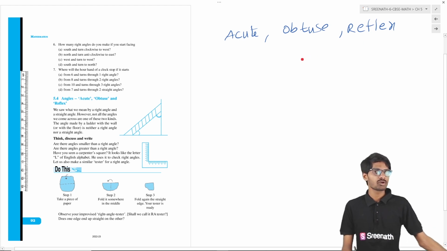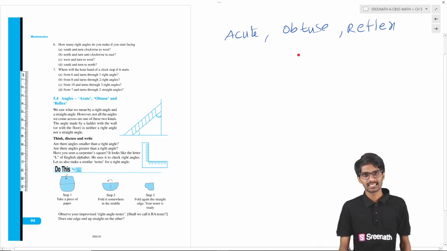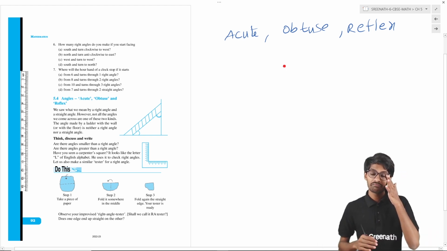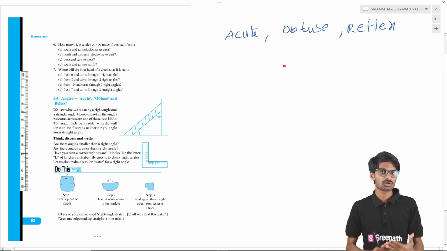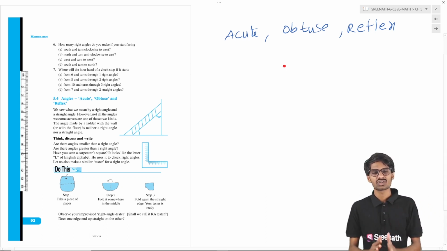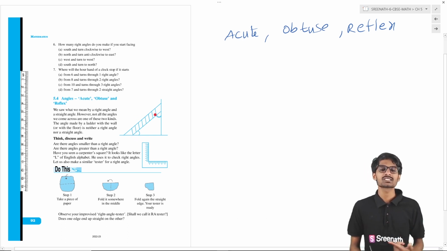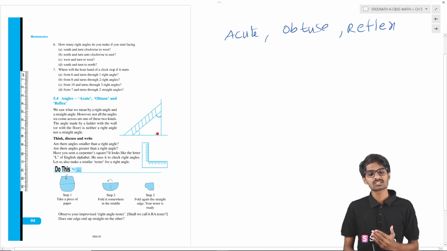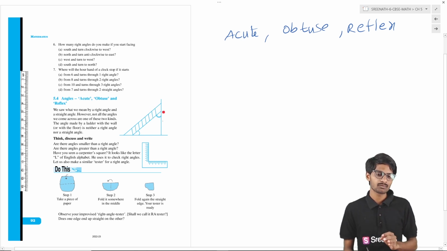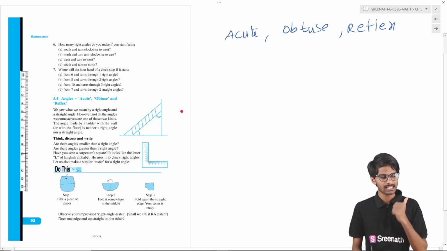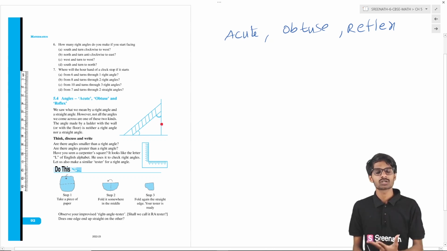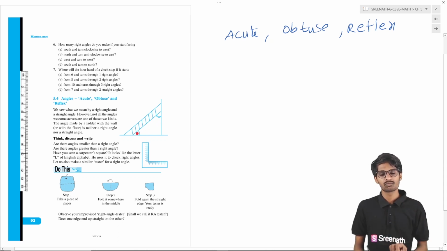So what are obtuse, acute, and reflex angles? Basically what we have discussed is right angles, straight angles, and complete angles. But every angle need not always be a right, straight, or complete angle. The example is here. Suppose there is a ladder like this. The angle the ladder makes with the ground, or with the wall, is not a right angle, not a straight angle, not a complete angle. So what do we call this angle? That is the thing we are going to discuss now.